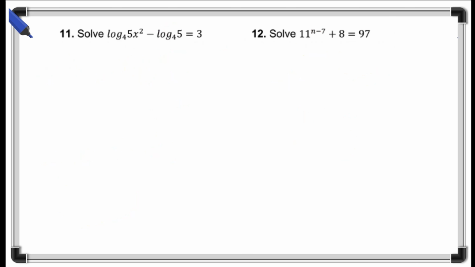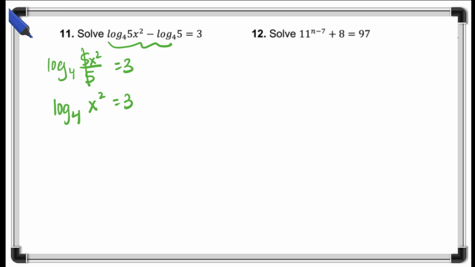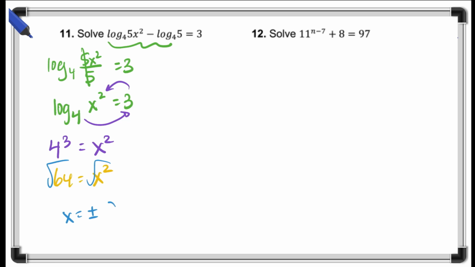Okay, here in number 11, again, we will condense. So we have log base 4 of 5x squared, and then that minus will have it become a division, and then 5 equals 3. If we simplify log base 4, this will become x squared is equal to 3. So you will have to rewrite in exponential form. So 4 to the 3rd is equal to x squared. So you have 64 is equal to x squared. Solve, take the square root. X is equal to plus or minus 8.